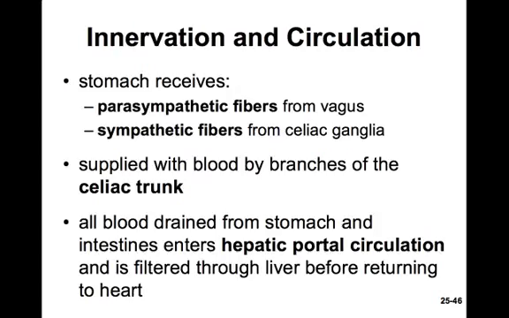The stomach receives nervous input from the vagus nerve, parasympathetic fibers, and also sympathetic input from the celiac ganglia. If you remember, each of the sympathetic groups had a ganglia close to the organ of interest. The blood supply comes from the celiac trunk, and then all blood that drains from the stomach and intestines is going to enter hepatic portal circulation. It's our second example of a portal system. The purpose of the hepatic portal circulation is to bring the blood drained from the stomach through the liver to be filtered before returning the blood to the heart.